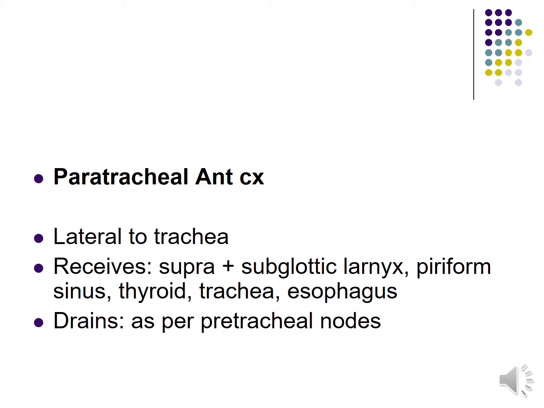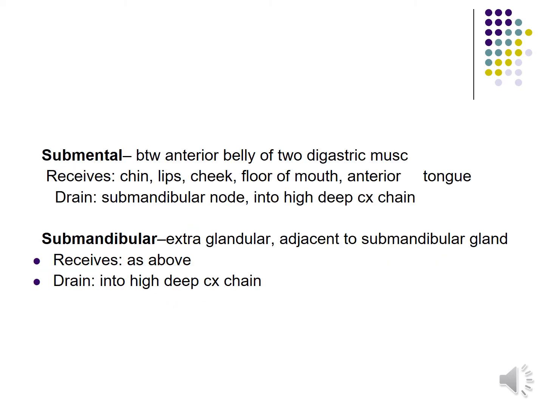Paratracheal, anterior cervical, lateral to the trachea, receives the supra and subglottic larynx, piriform sinus, thyroid, trachea, and esophagus, and drains as per the peritracheal nodes. Submental, between the anterior belly of the two digastric muscles, receives from the chin, lip, cheek, floor of the mouth, and anterior tongue, and drains to the submandibular nodes and into the high deep cervical chain.